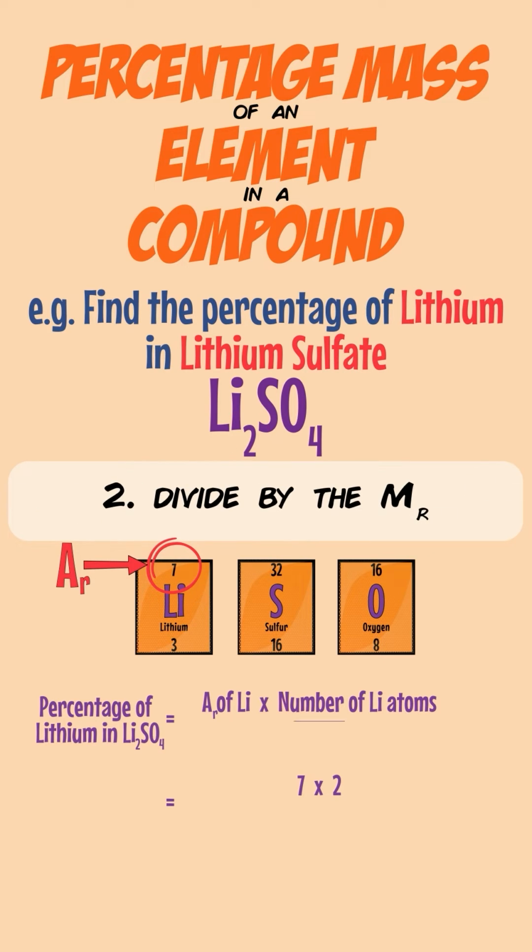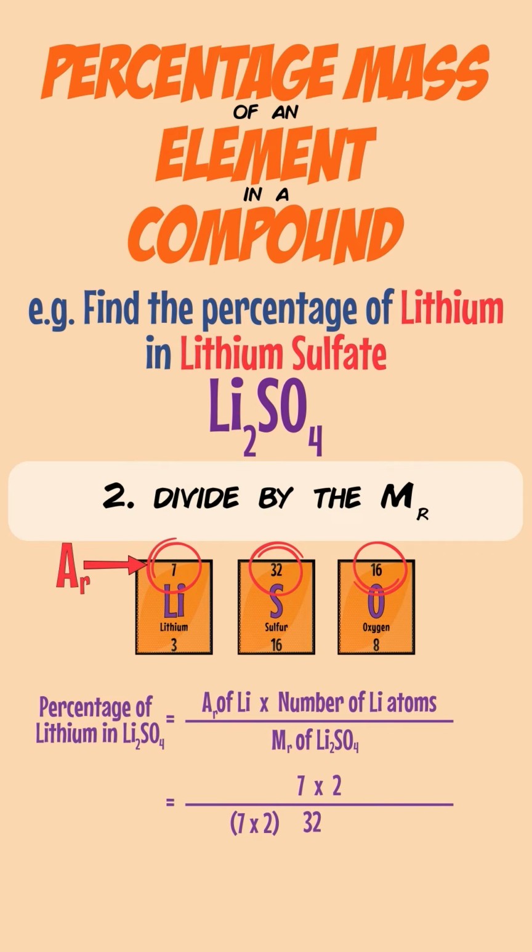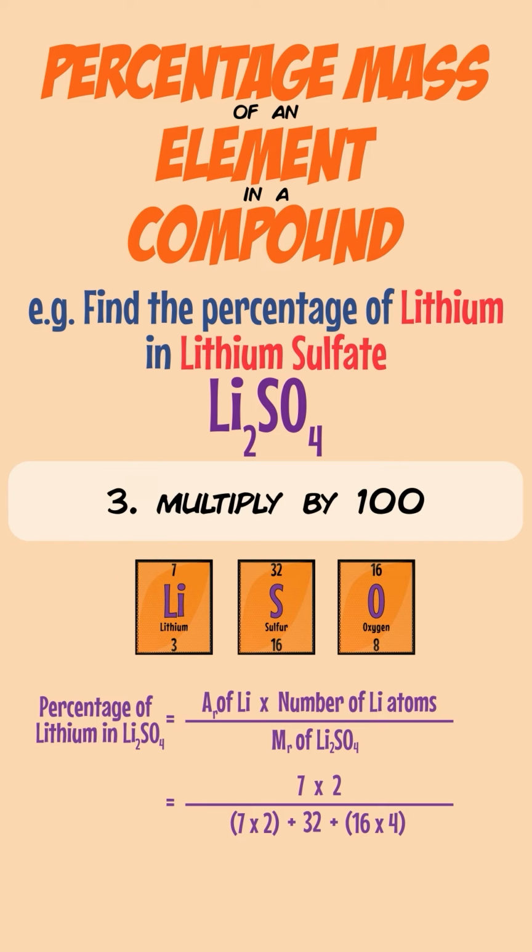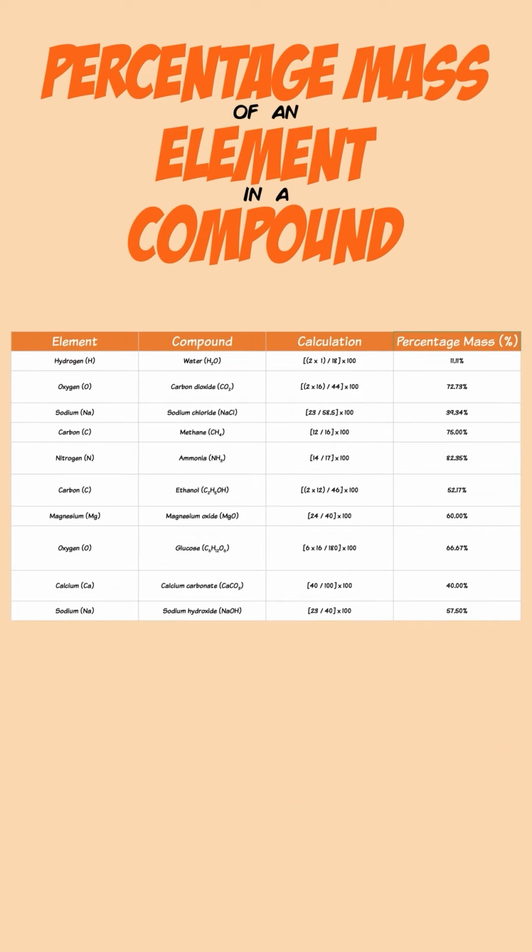The second step is to divide this by the relative formula mass, or the MR, of the whole compound. So we find the MR by getting the ARs of Li, S and O and multiplying it by the number of each atom. So that's 2 for lithium, nothing for sulfur, and 4 for oxygen. You then add them up and divide the ARs of the 2 lithium atoms by this number. Then finally, to get this as a percentage, multiply it all by 100, and this gives 12.7%. Here are some more examples you can try yourself.